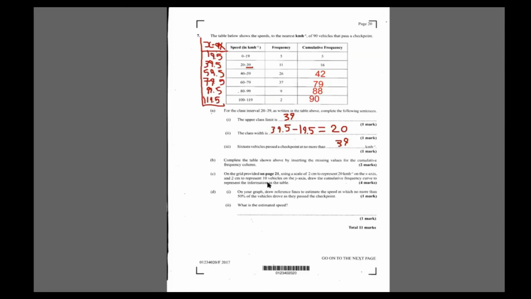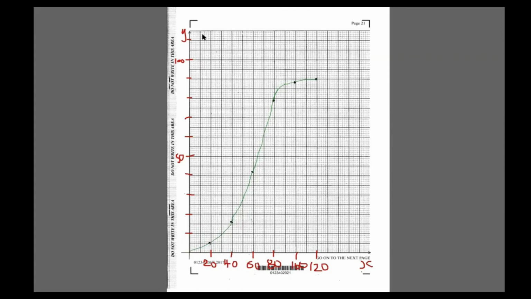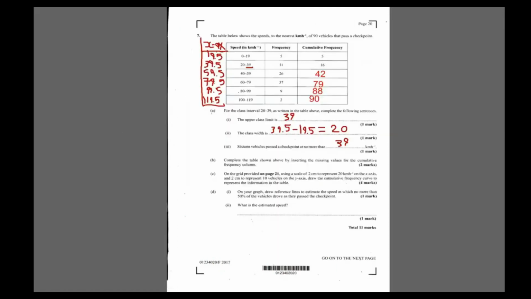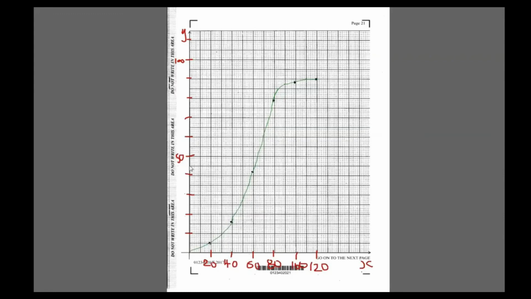Now it says, on your graph, draw reference lines to estimate the speed at which no more than 50% of the vehicles drove as they passed the checkpoint. 50% of the vehicles is the position of Q2, which is the position of the median. How many vehicles are there? 90. 50% of that is 45, so that's right here. This is the line to estimate it. You have 90 vehicles, so this line at 45 is your position of Q2.